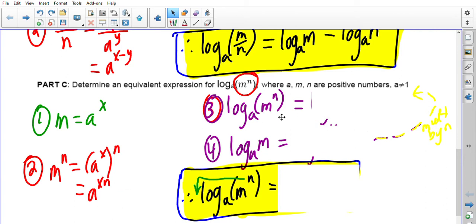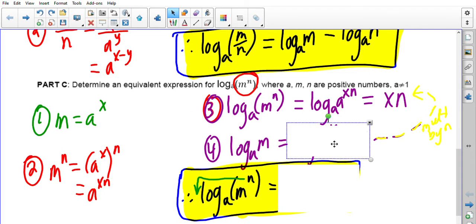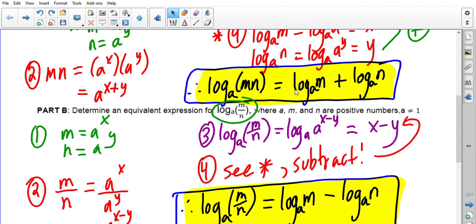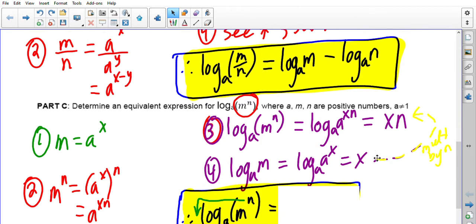So if I do log of m to the n to the base a, then that's log of a to the xn to the base a. Those two bases are the same, so the answer is just xn. Now I know log of m to the base a is equal to x. We've done that in the last few examples. So how do I get this answer to look like this answer? Well, this becomes this if you multiply by n.